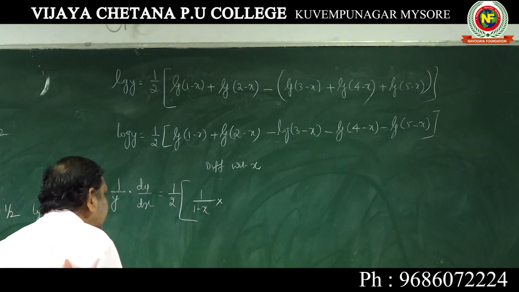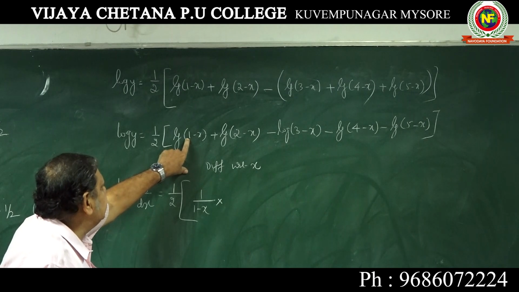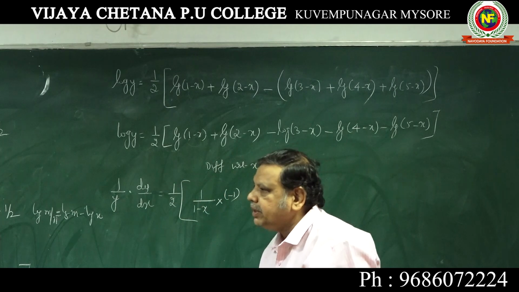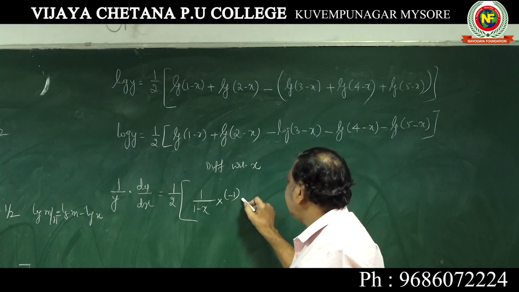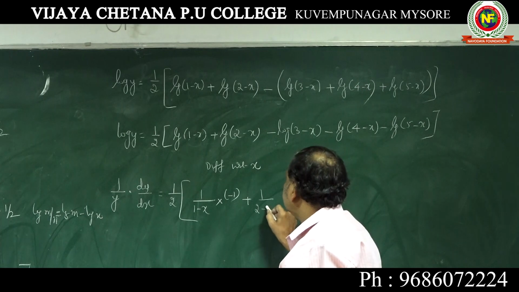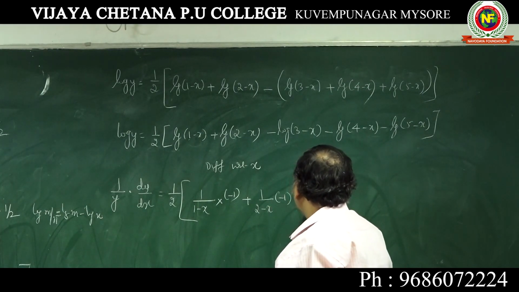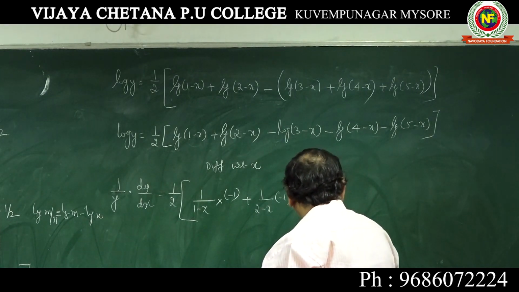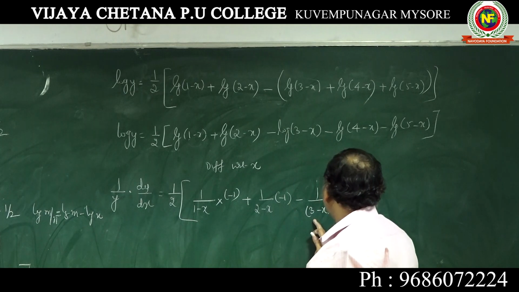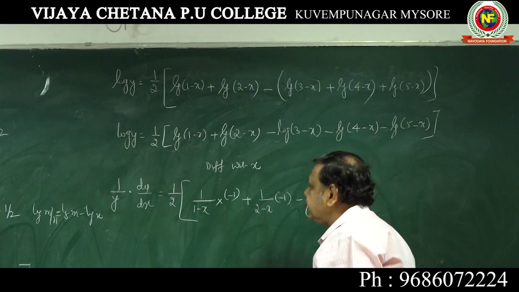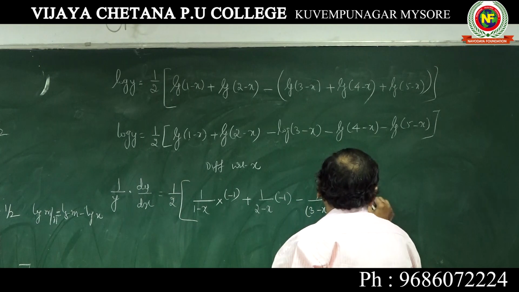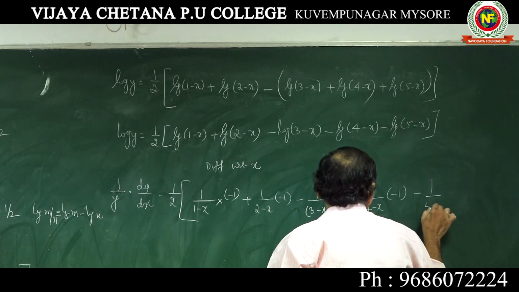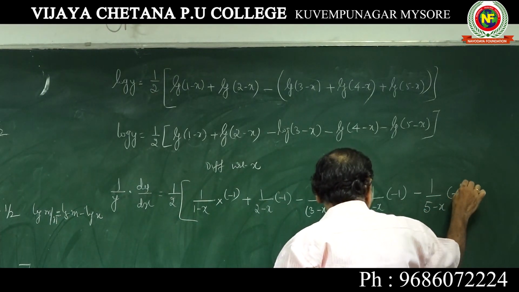Here very important, d by dx of 1 minus x is 0 minus 1. I told you in the previous problem it was not there. If it is x minus 1, it is only 1. Now it is minus 1. Similarly, 1 over 2 minus x into minus 1, minus 1 over 3 minus x into again minus 1, because the differential coefficient of 3 minus x is minus 1. Similarly, minus 1 over 4 minus x into minus 1, minus 1 over 5 minus x into minus 1.